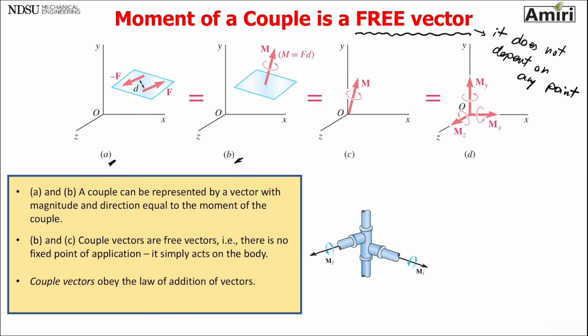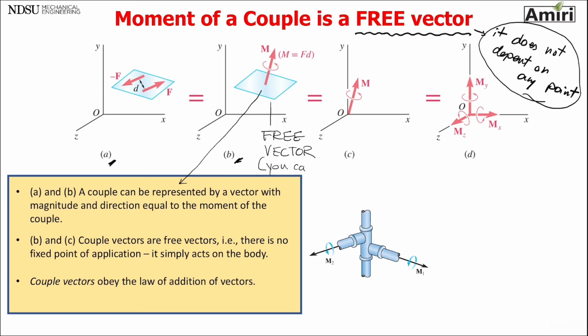This is represented by a vector with a magnitude and direction equal to the moment of the couple. It is a free vector. A free vector. This is super important because we're going to use it and you're going to see in examples. It's a free vector, does not depend on any point. So it doesn't matter if I move it around. It means you can absolutely move it around, as long as you don't mess up the magnitude or direction. Now you can see in C, they just moved it and put it at O.